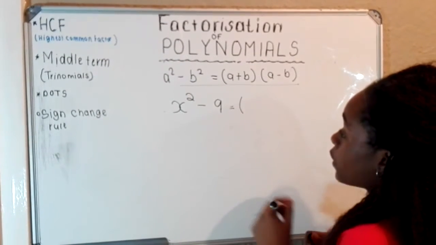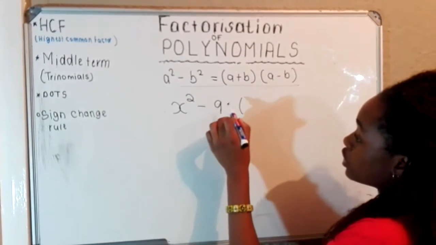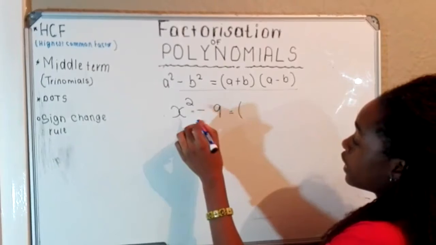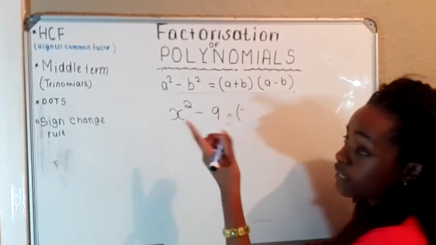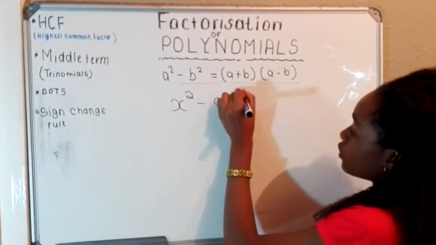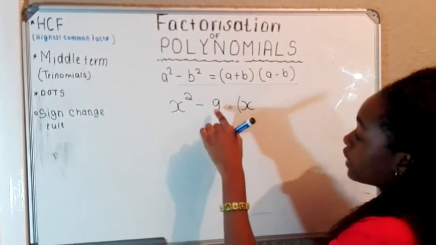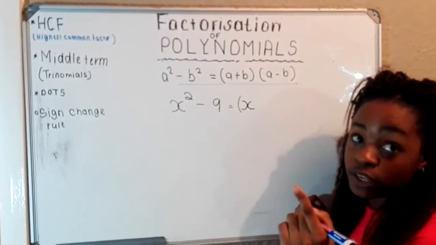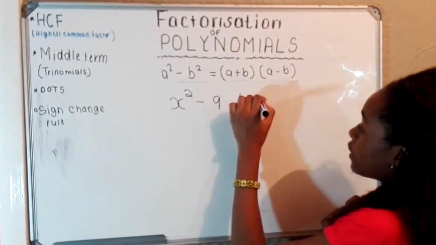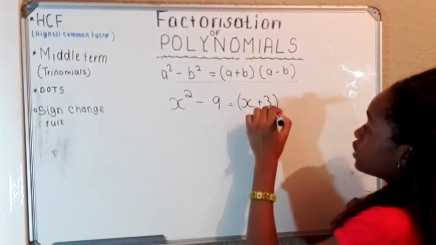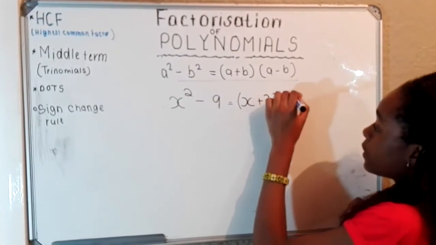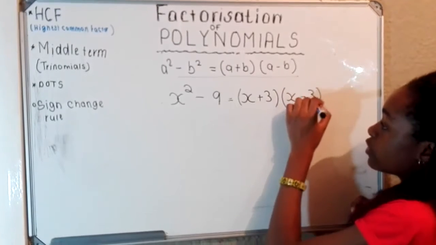So when we put it into the formula, we see that x squared is x, basically x times x. So the square root will be x, and then 9 is the same as saying 3 squared, so it's basically saying x plus 3, and we're going to have another bracket, x minus 3, okay?